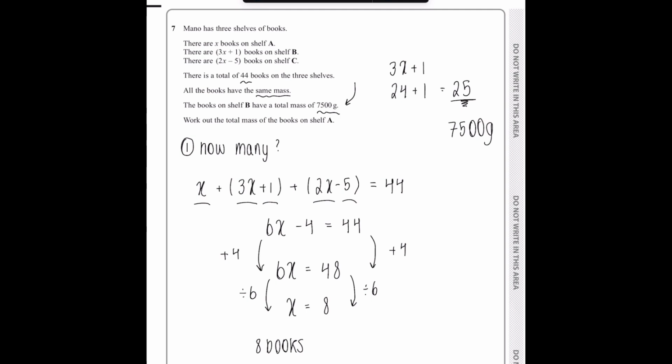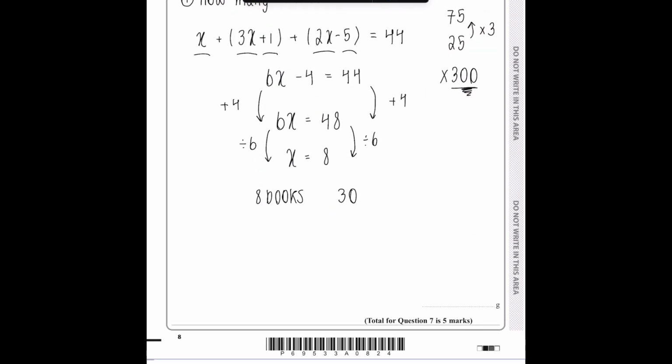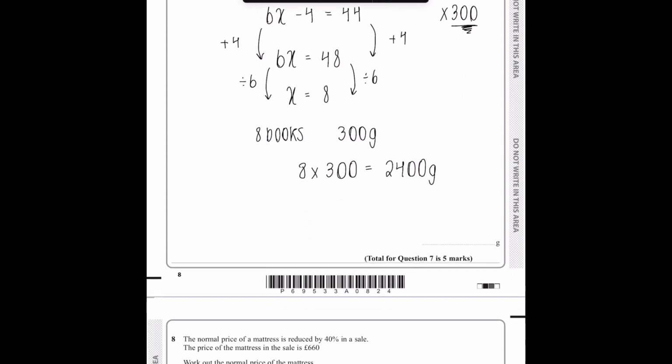To do that, think about this simply. How many lots of 25 go into 75? And that's 3. Then you add 2 zeros to it, so 300 lots of 25 go into 7,500. So in other words, each book weighs 300 grams. And since there are 8 books that each weigh 300 grams, 8 times 300 is equal to 2,400 grams. So the mass of the books on shelf A is equal to 2,400 grams.